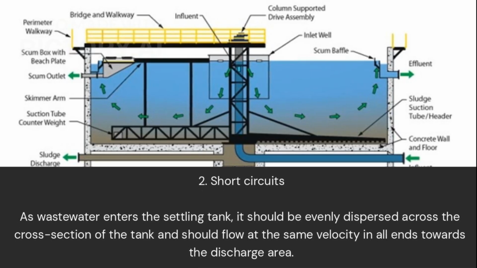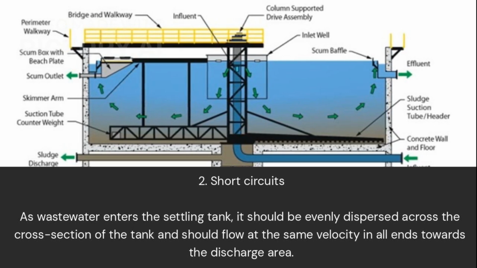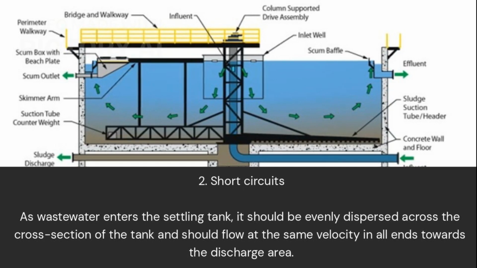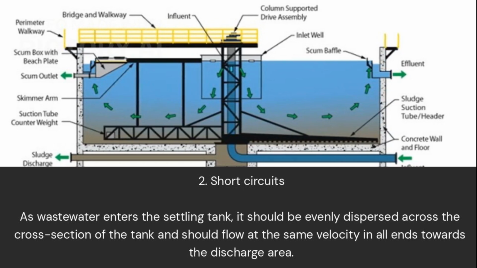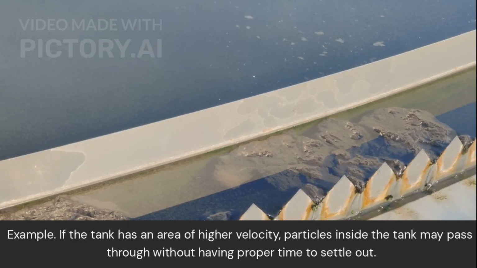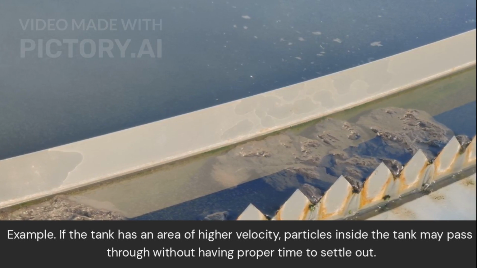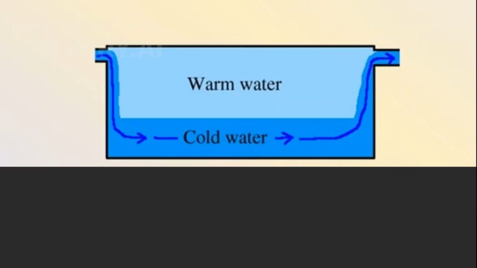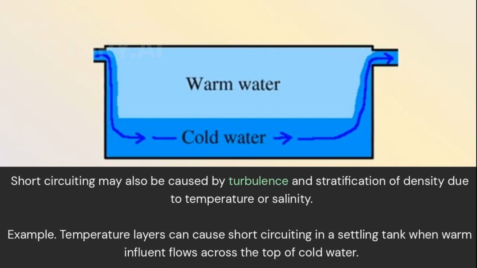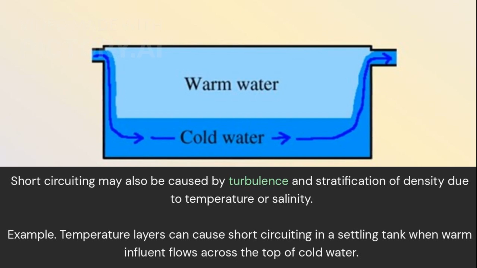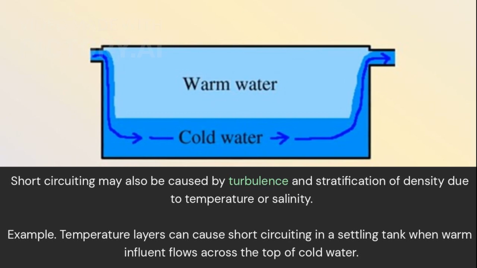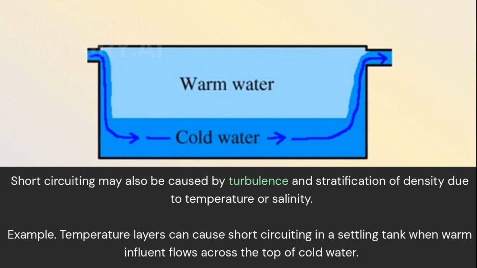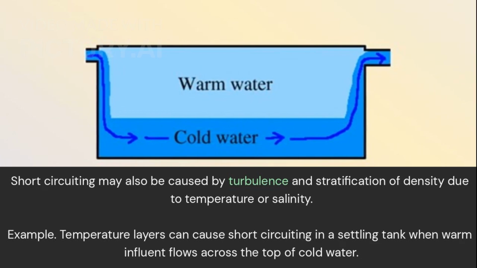2. Short circuits. As wastewater enters the settling tank, it should be evenly dispersed across the cross-section of the tank and should flow at the same velocity in all parts towards the discharge area. Example: if the tank has an area of higher velocity, particles inside the tank may pass through without having proper time to settle out. Short-circuiting may also be caused by turbulence and stratification of density due to temperature or salinity. Example: temperature layers can cause short-circuiting in a settling tank when warm influent flows across the top of cold water.